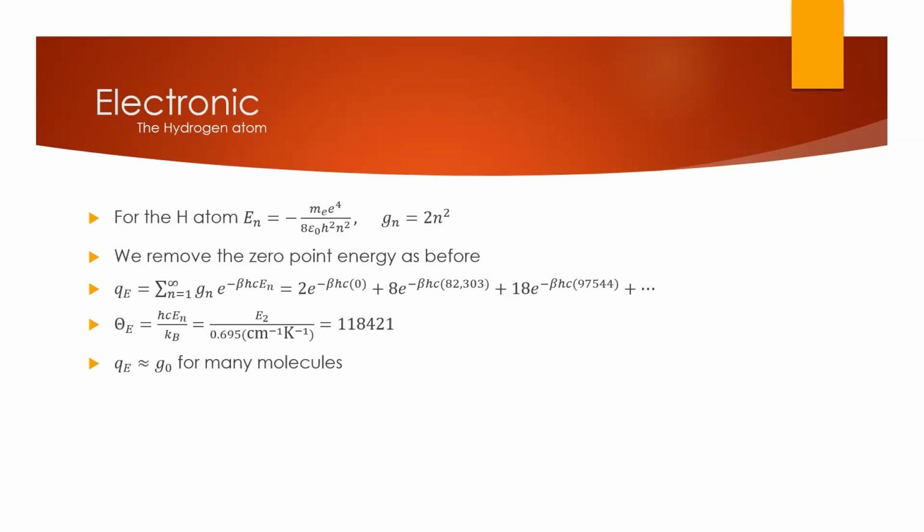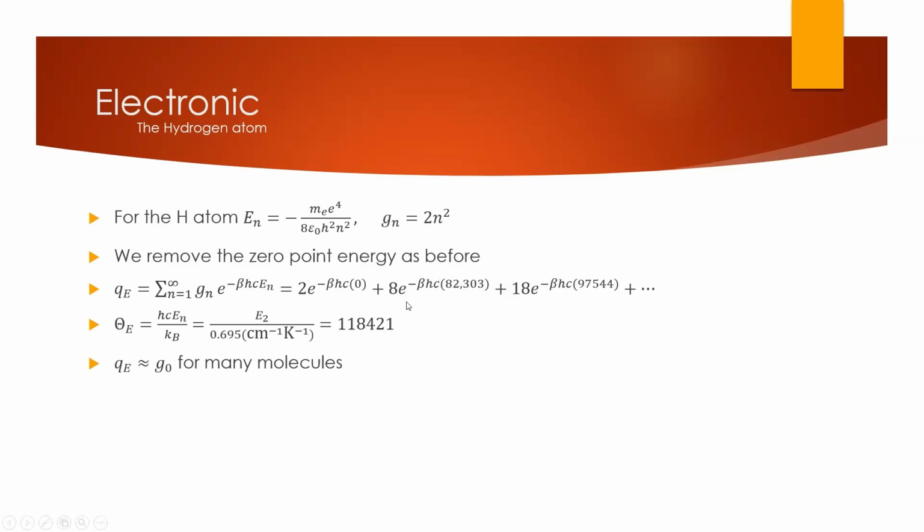Just like last time, we'll remove the zero-point energy like we did for vibration, and we already saw how appropriate this was. And then we can calculate the electronic partition function. And the electronic partition function is, again, the sum from n equals 1 to infinity of all of the different levels. So we have 2 times e to the minus beta hc times 0. And then we have the energy for the first excited state, the second excited state, and so on. Now, what you'll see is that this is a small number. So since the energy levels for electronic degrees of freedom are so far apart, right?